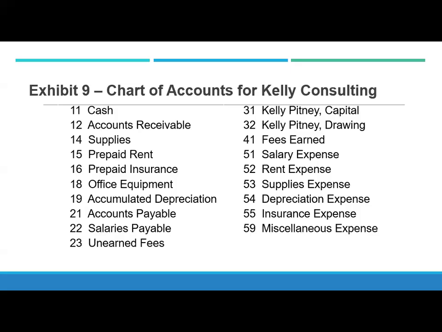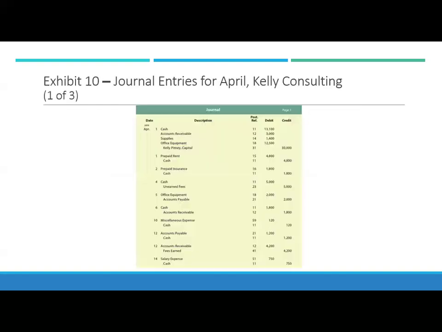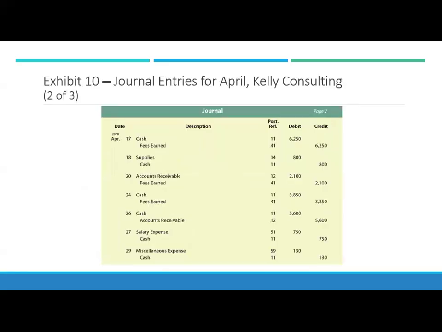And then we have our chart of accounts here. Notice that it's listed in the order in which they appear on the financial statements, which also happens to be the order of liquidity. All of the assets start with a 1, liabilities with a 2, owner's equity with a 3, revenues with a 4, expenses with a 5. That is a very standard practice in accounting charts of accounts. And then we have all of the transactions that we have throughout the period.